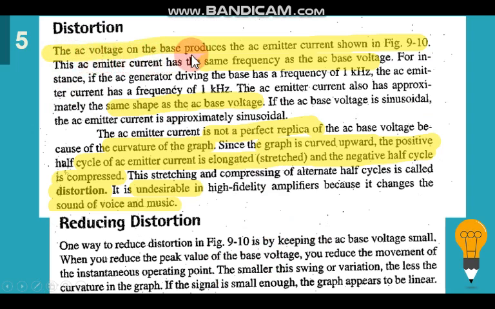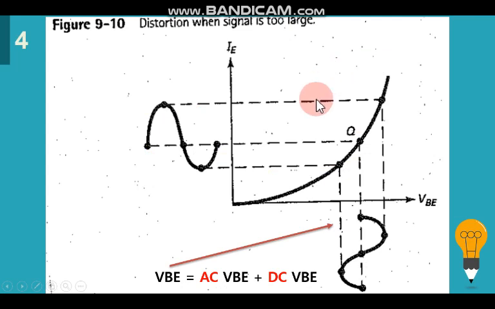the AC voltage on the base produces the AC emitter current, okay, of the same frequency as the AC base voltage. Suppose the frequency of the input AC source is 1 kilohertz, then the frequency of this AC current will also be 1 kilohertz. But see the effect here.